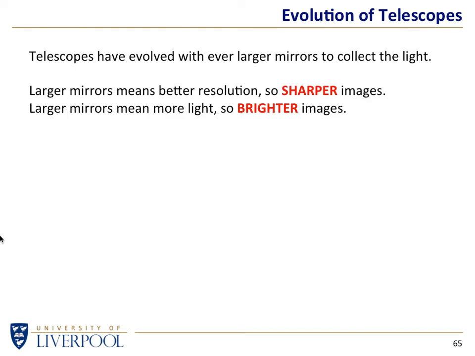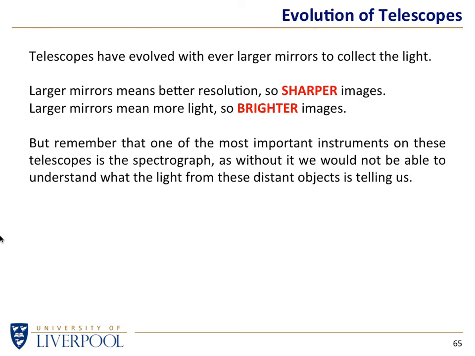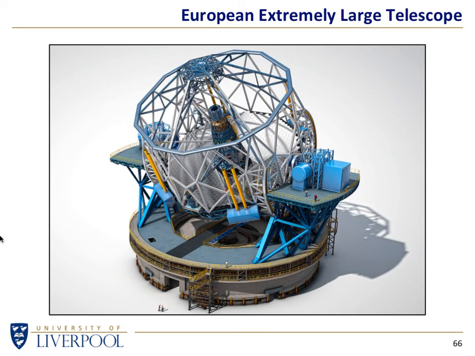We know that telescopes have come a long way in the last few hundred years. Of course, everybody wants larger, partly because they collect more light and so produce brighter images. But one of the reasons is that you get less diffraction and hence you get sharper images. You get higher resolution. But one of the most important things that you must remember is that regardless of whether it's the Hubble Space Telescope or the James Webb Telescope or the European Extremely Large Telescope, which is coming on fairly shortly, without spectra, we would not be able to tell what these objects are made of.